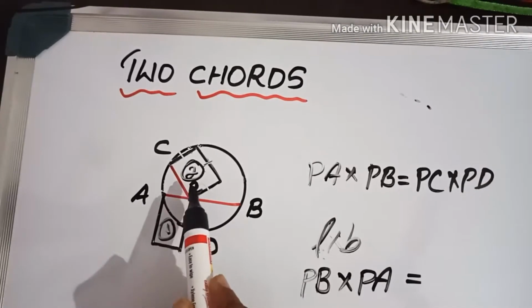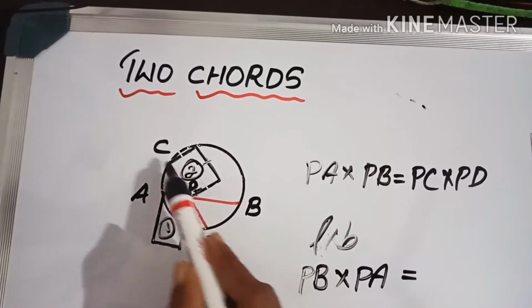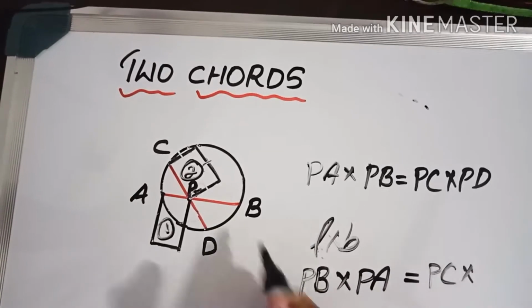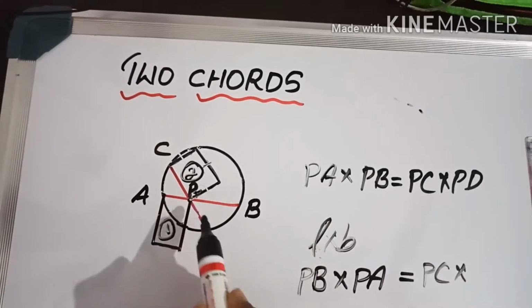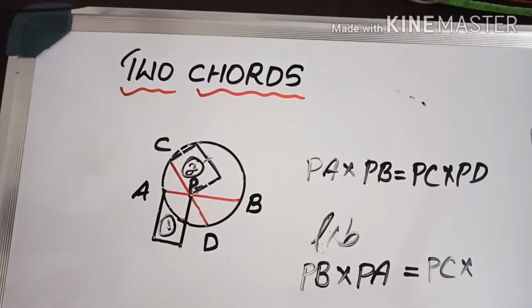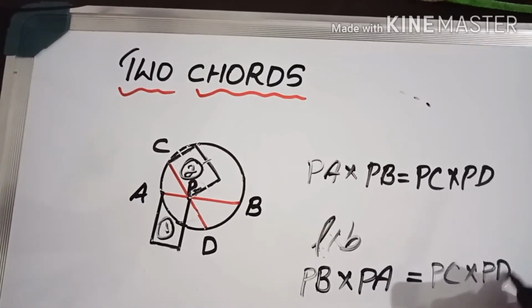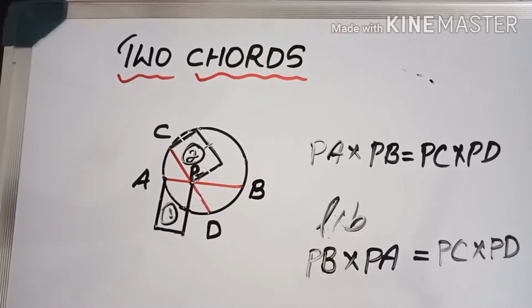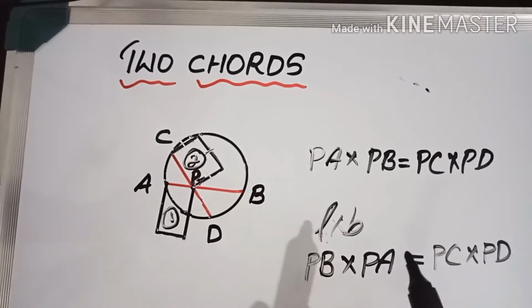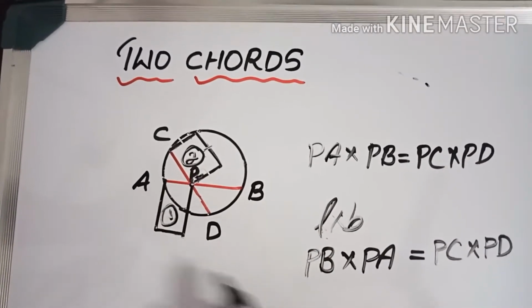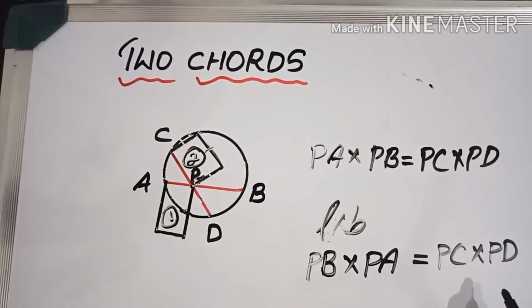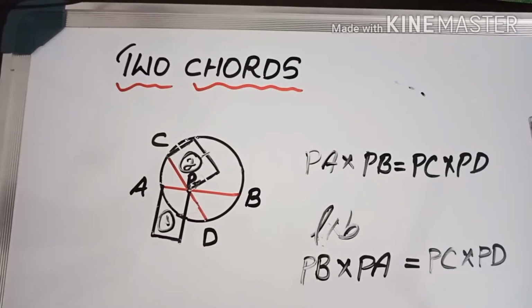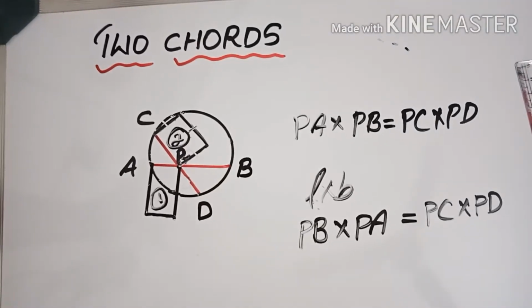Now for the second rectangle, the length is what? PC is the length. So PC into breadth is what? This side is the same as the next part, that is PD. So PC into PD. Here also we are using the same first concept. At that time also we get the area PA into PB equal to PC into PD. So these two rectangles' areas will be equal. This is the second concept.